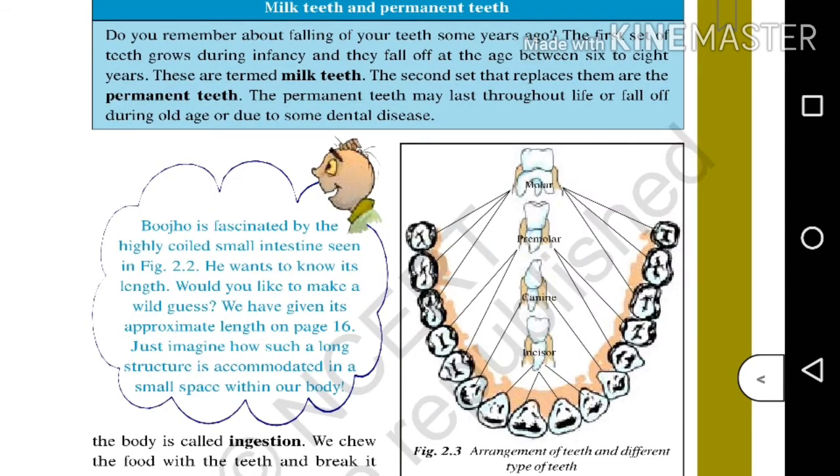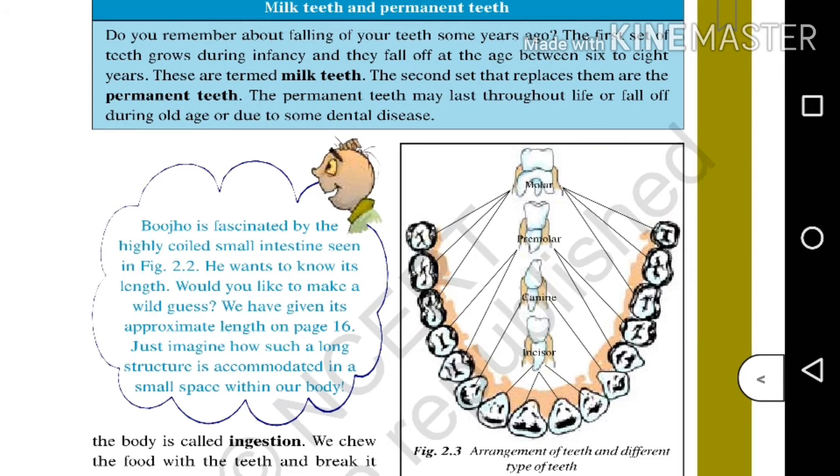The last three pairs of teeth are molars, then the two pairs are premolars, then a pair of canines, and there are 4 incisors. So this is only one side of the jaw. The lower jaw is shown here, and similarly there is also an upper jaw.